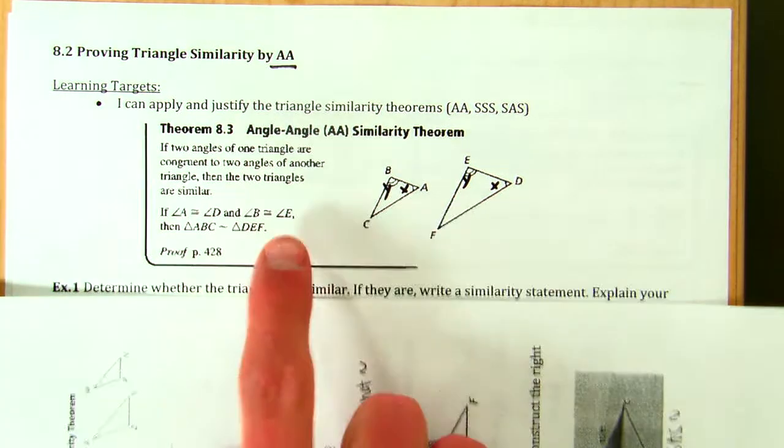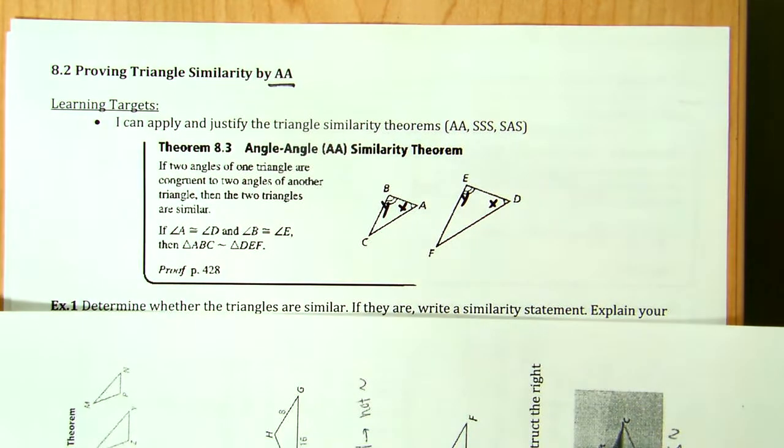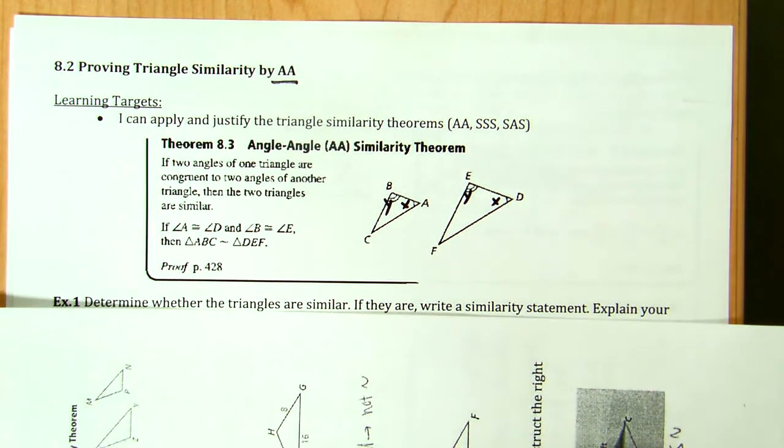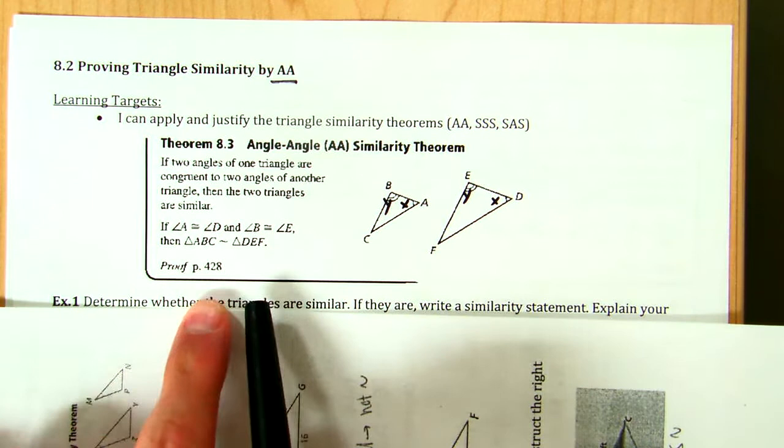So the box right here highlights what the angle-angle similarity theorem is. And basically what it's saying is if you can prove that in any two triangles you have two pairs of corresponding angles that are congruent, then you can conclude that it's similar. Okay, and there's a formal proof of this on page 428. I think if you take a look at that, it would be helpful.